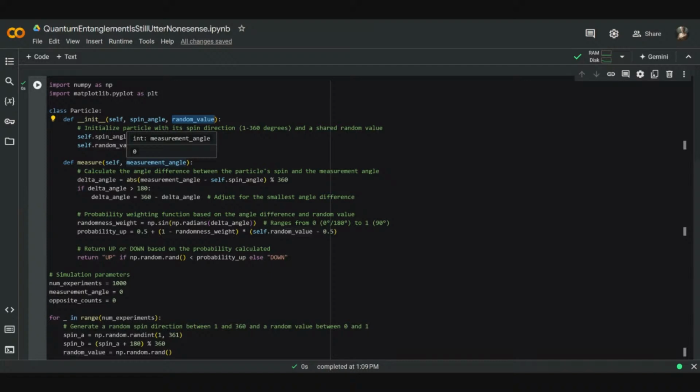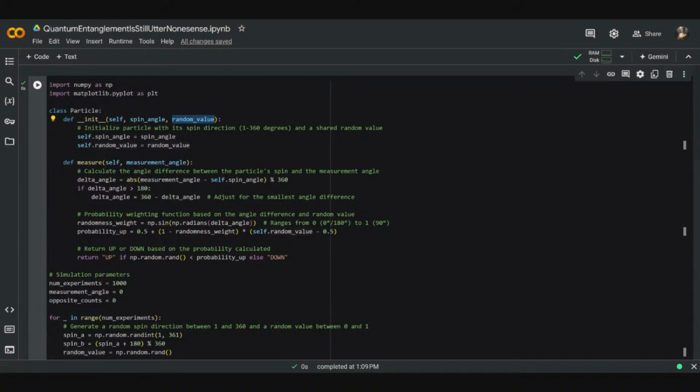Let's just finish this. So this is obviously incorrect. So measurement angle. Okay, so measurement angle is fine. So delta angle is the measurement angle minus the self spin. Okay, if it's bigger than 180, delta angle is 360, whatever.